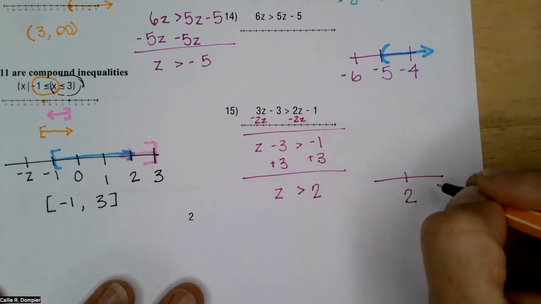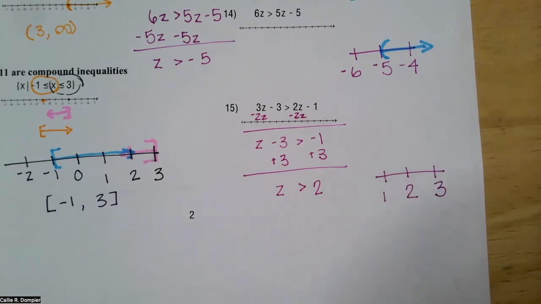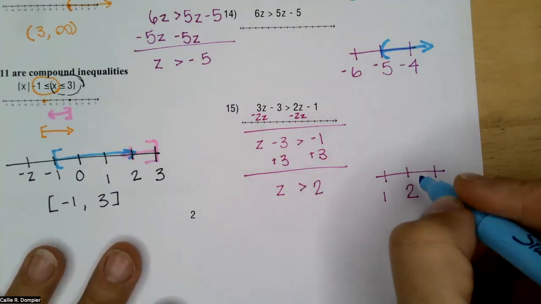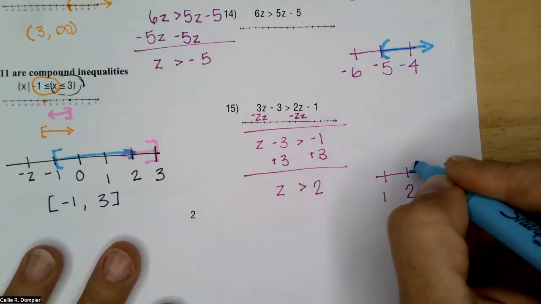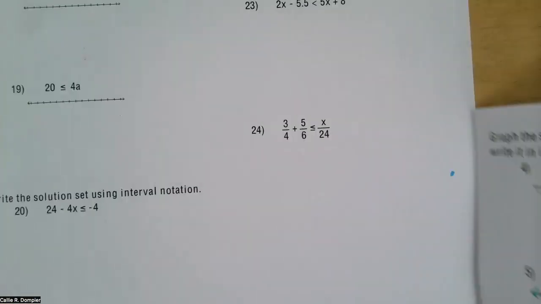Here's 2. To the left of 2 is 1. To the right of 2 is 3. Z is greater than 2. That means the arrow is going in the greater than direction, and it does not include 2. So it is a parentheses.